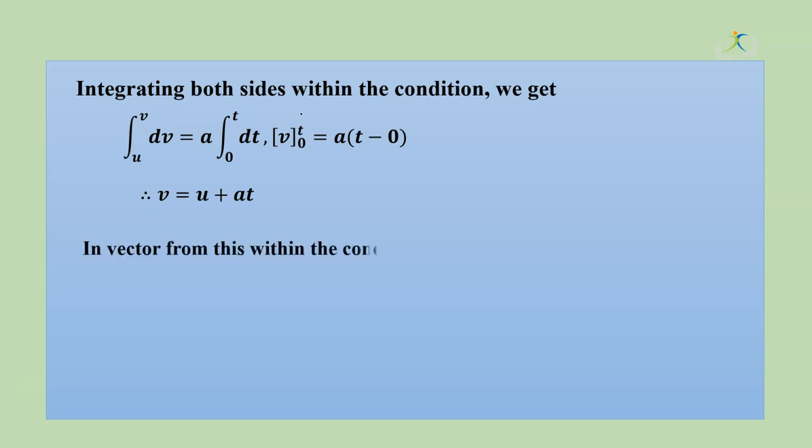Hence, we prove this. In vector form, within the same conditions, we get vector v is equal to vector u plus vector a t. Acceleration is also a vector quantity.